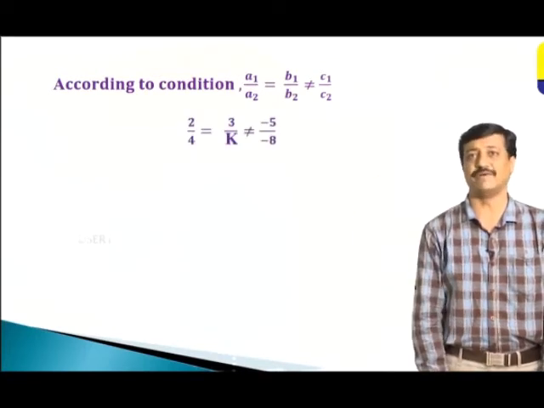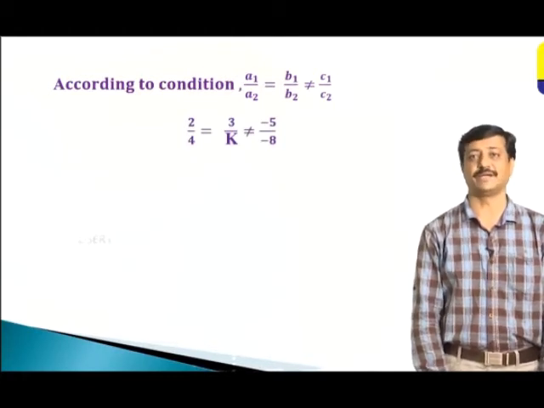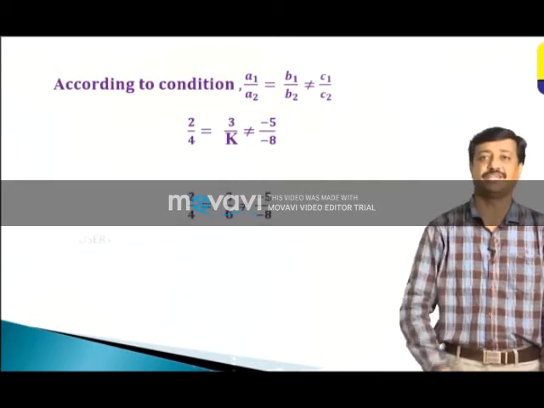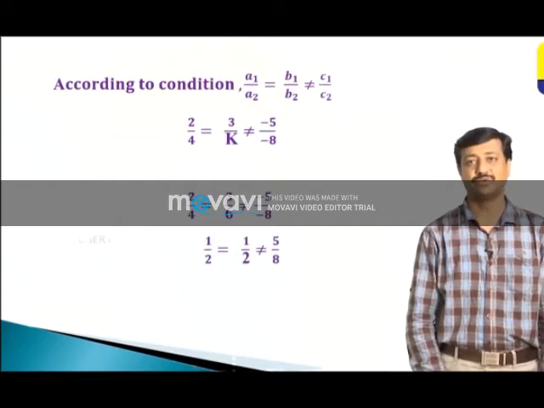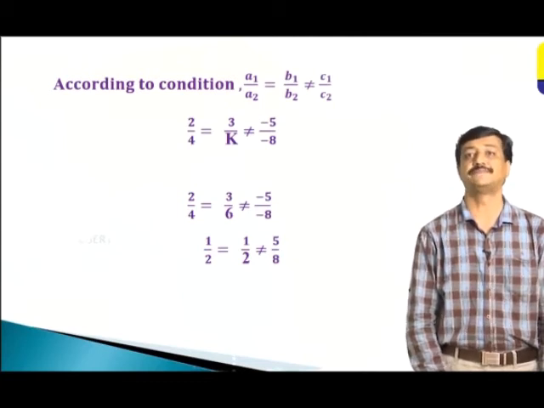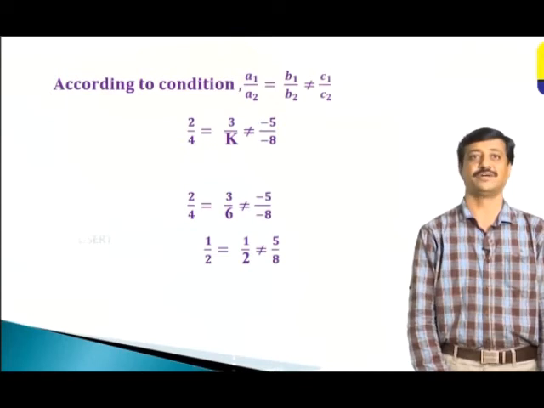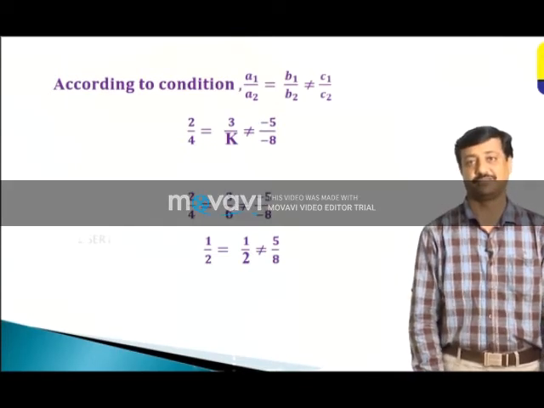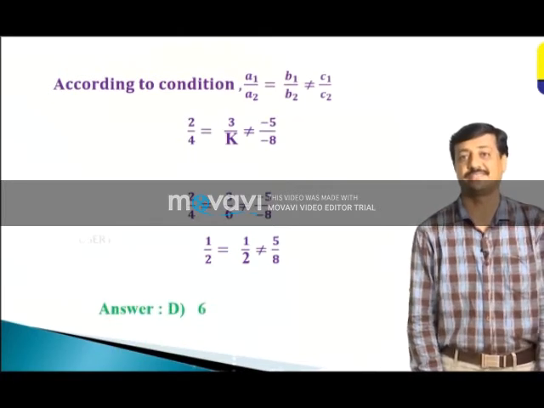If you substitute the values in the condition, you get 2 by 4 equal to 3 by k, but not equal to minus 5 by minus 8. After simplification, you will get 1 by 2 equal to 1 by 2, but not equal to 5 by 8, only after substituting the k value as 6. If you substitute the k value 6, you will get the correct option. Hence, the correct solution is option D, it is 6.